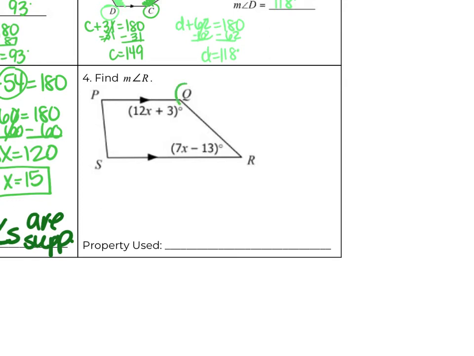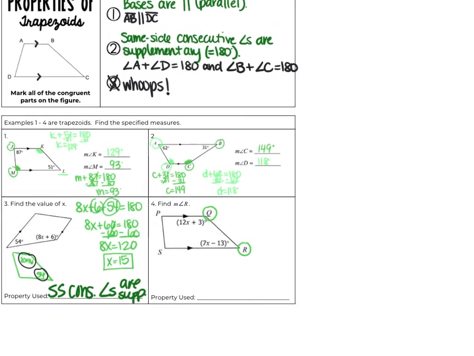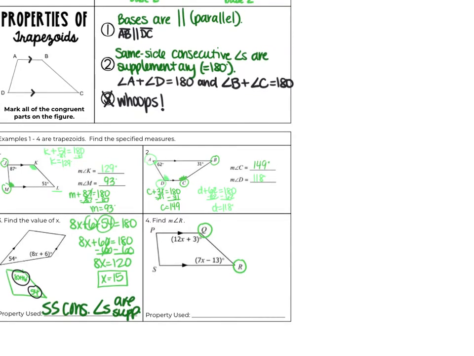So we're just going to think, okay, Q and R. What's the relationship between those two? Well, they're definitely not congruent if you look at that picture, but they are on the same side and they're consecutive. So I know I can set them equal to 180. I'm going to go ahead and write that property first. Okay, I want you to take a pause and just try to set up the equation here. Go ahead and solve if you can.